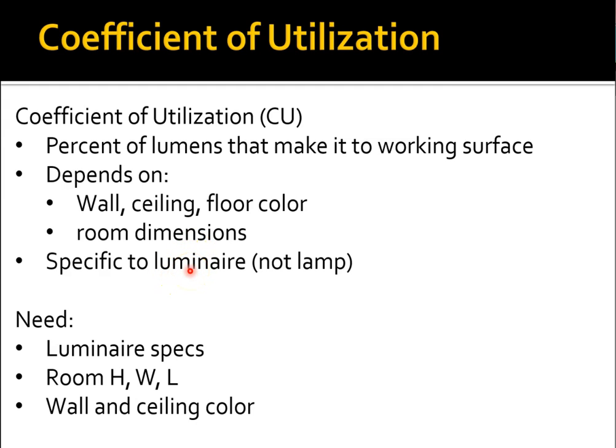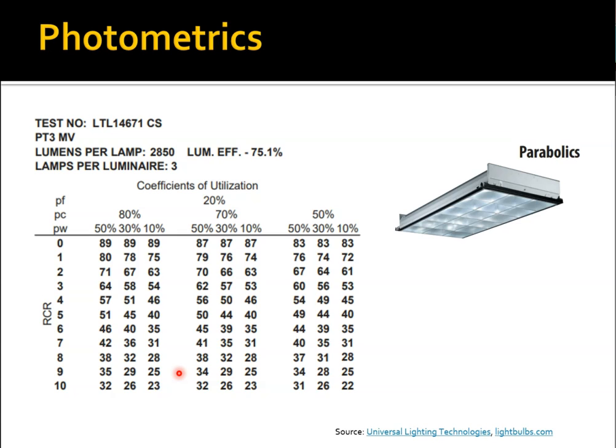So we'll go over this. It's a lot easier just to go over an example. So what do we need to do this? We need the luminaire specs. That's absolutely essential. And then we need the room height, width, and length, including the working surfaces and so forth, and then the wall, ceiling, sometimes the floor color, but really the wall and ceiling is what we need. All right, so we go to our parabolic troffer. Remember, this is our luminaire. Here is a snip from the spec sheet, which is available here if you want to look at it.